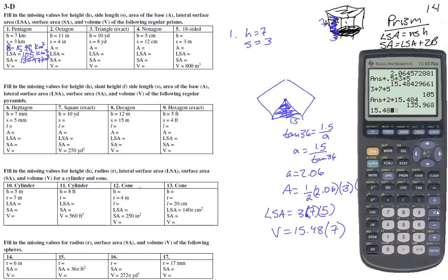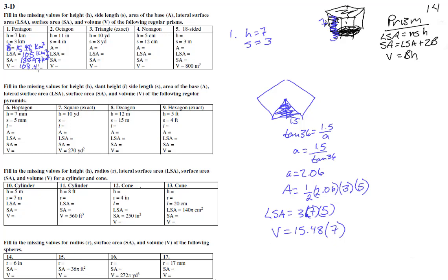15.48 times by 7, 108.4. 108.4, and this is now kilometers cubed. We now have a volume that we're dealing with. Good, there's number 1.